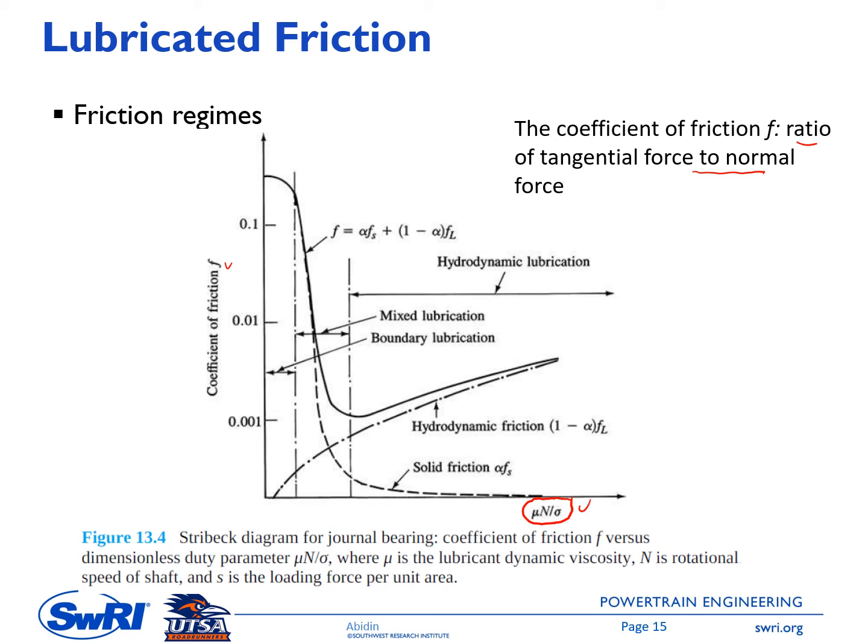So for the sliding surface, we have a different dimensionless duty parameter, but it is similar. So you have mu u over sigma times b. So u is the relative velocity, so it replaces n. And then b is the length of the sliding path in the direction of motion. So let's take a look at this Stribeck diagram.